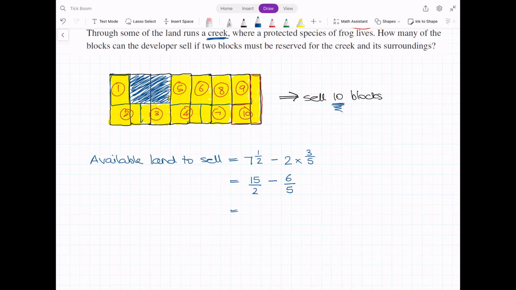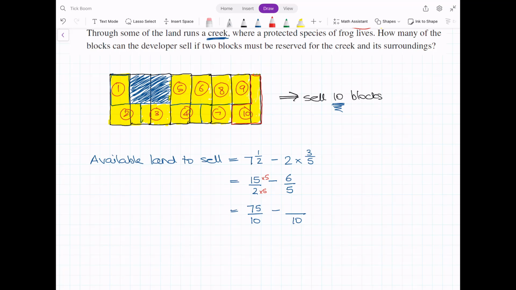So we're going to have something divided by 10 minus something else divided by 10. To get from 2 to 10, we have to multiply by 5. So we'll do that to the numerator as well. The way we can do 15 times 5 is we could do 10 times 5 plus 5 times 5. 10 times 5 is 50. 5 times 5 is 25. 50 plus 25 is 75. So we'll have 75 over 10.